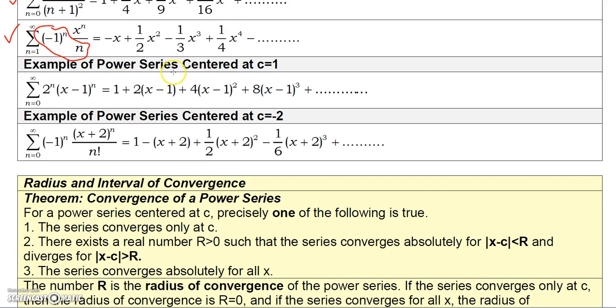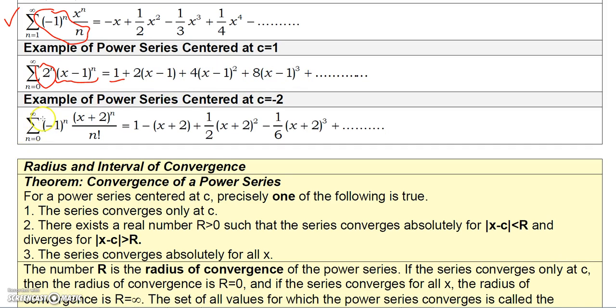Now, if you wanted to center a series about 1, then instead of x to the n, you would have x minus 1 to the n. So here my series 2 to the n is paired with x minus 1 to the n to create a power series. And so then if you let n be 0, you'll just get 1. If you let n be 1, you'll get 2 times x minus 1 to the first. And then if you let n equal 2, 2 squared is 4, so you get 4 times x minus 1 squared. And if n is 3, you'll get 8 times x minus 1 cubed, and so forth.